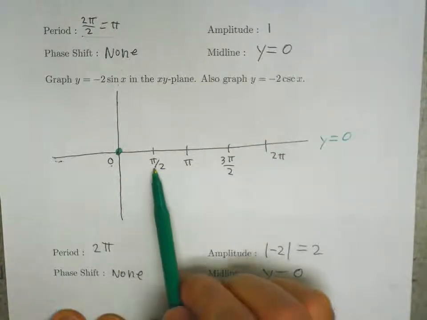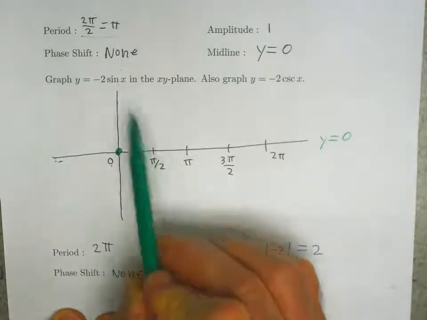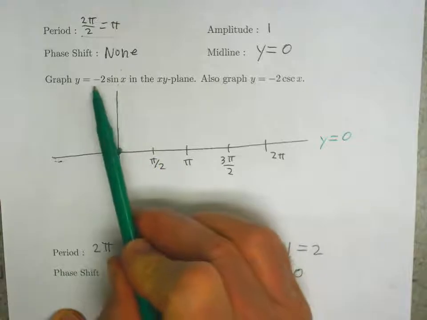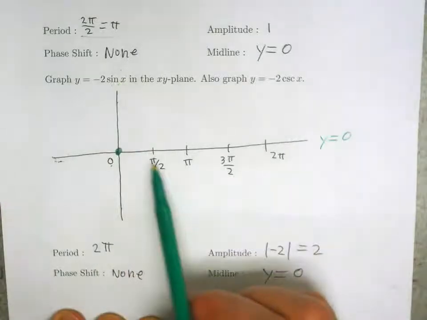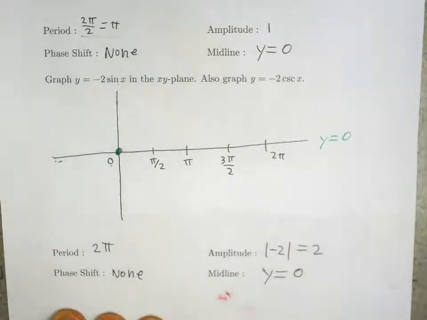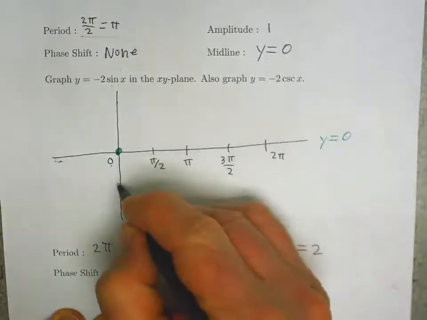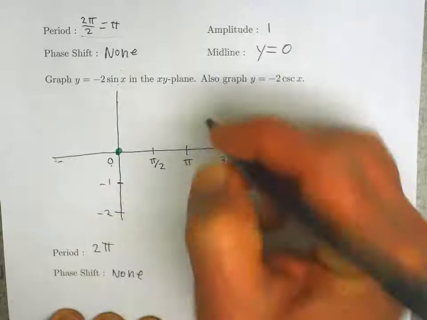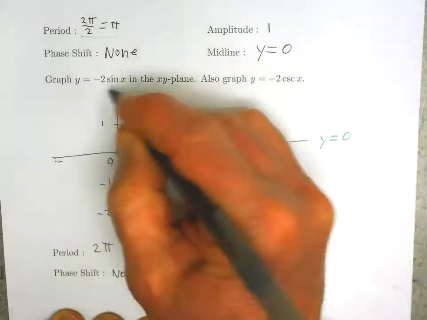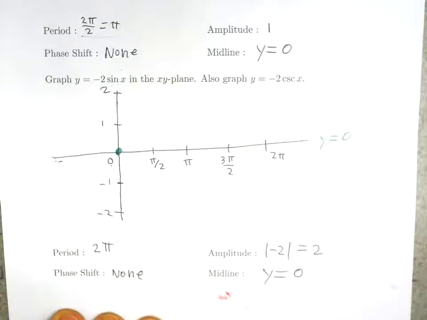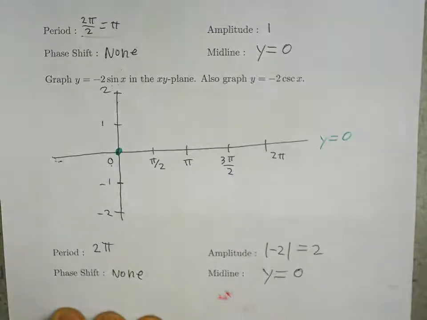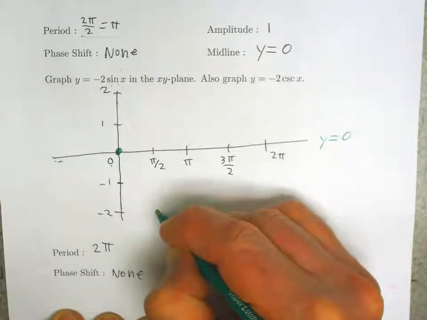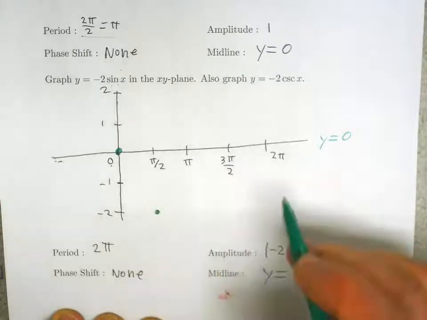And then the next input, pi over 2. Sine of pi over 2 is 1. Negative 2 times 1 is negative 2. So the y-coordinate is negative 2. So we'll plot those numbers. So we have this output, negative 2, when the input is pi over 2.